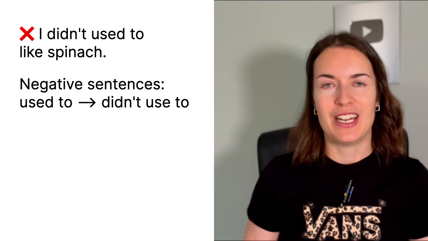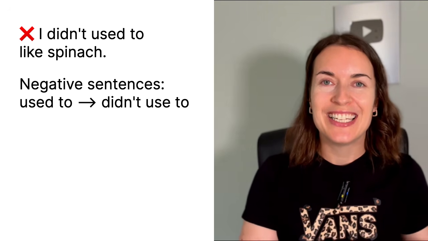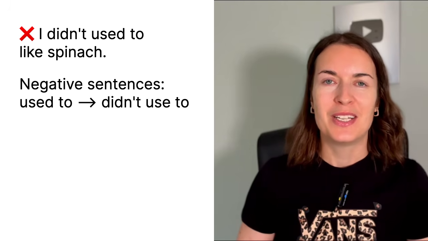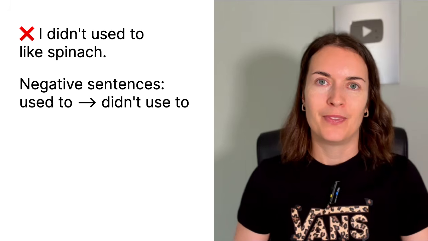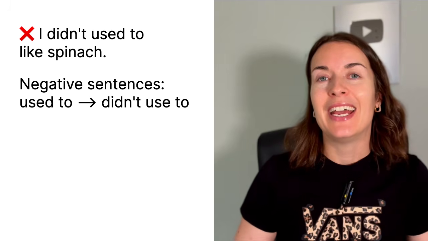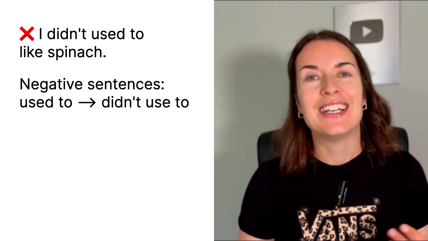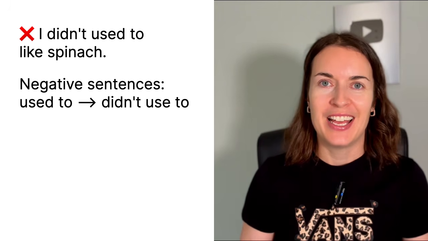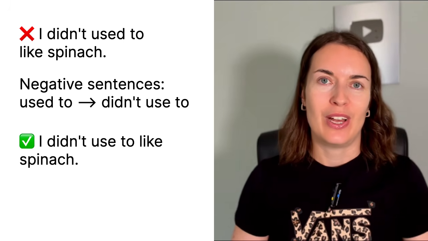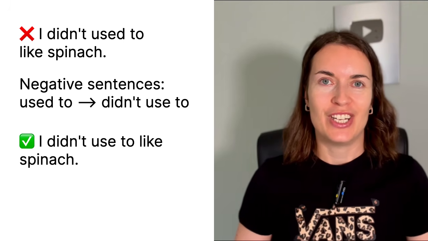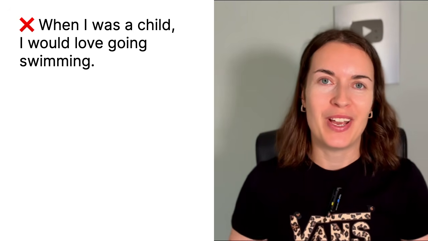But in negative sentences, the phrase used to changes to didn't used to. So it's like any other verb in the past simple. I played the piano. I didn't play the piano. I walked to work. I didn't walk to work. Used to is the same. So I didn't used to like spinach. That's the correct version. And the final mistake, when I was a child, I would love going swimming.